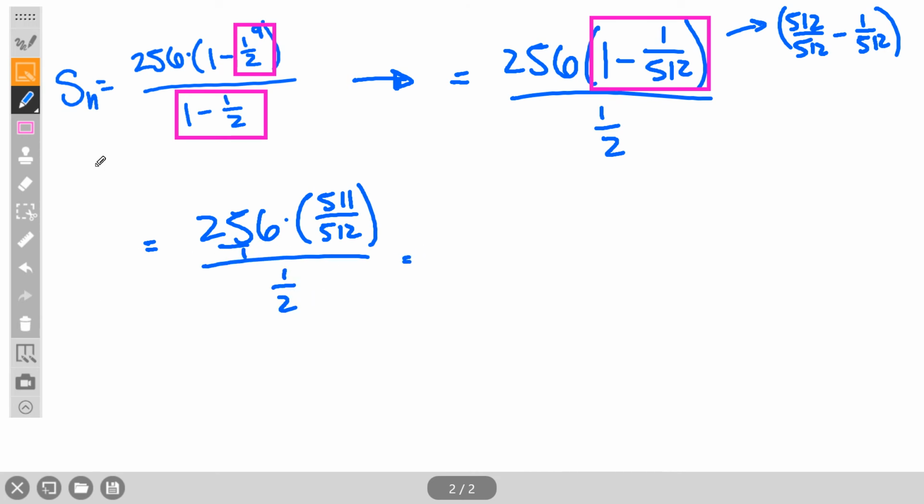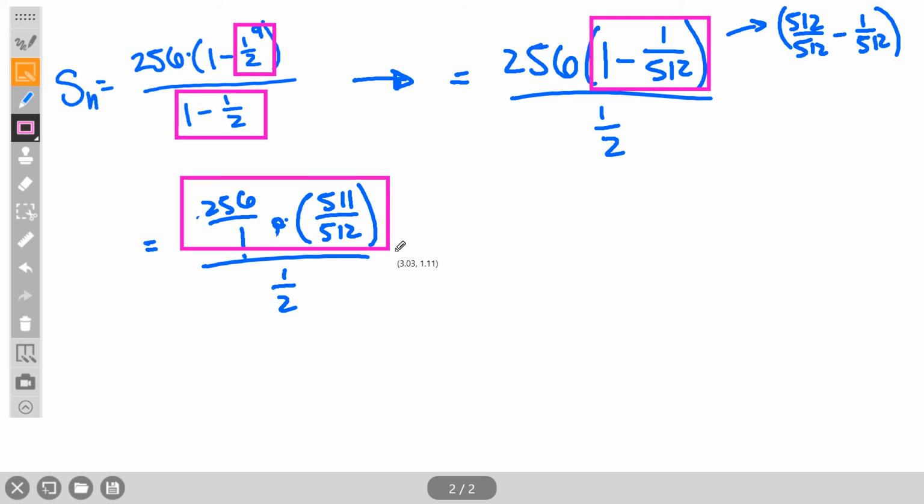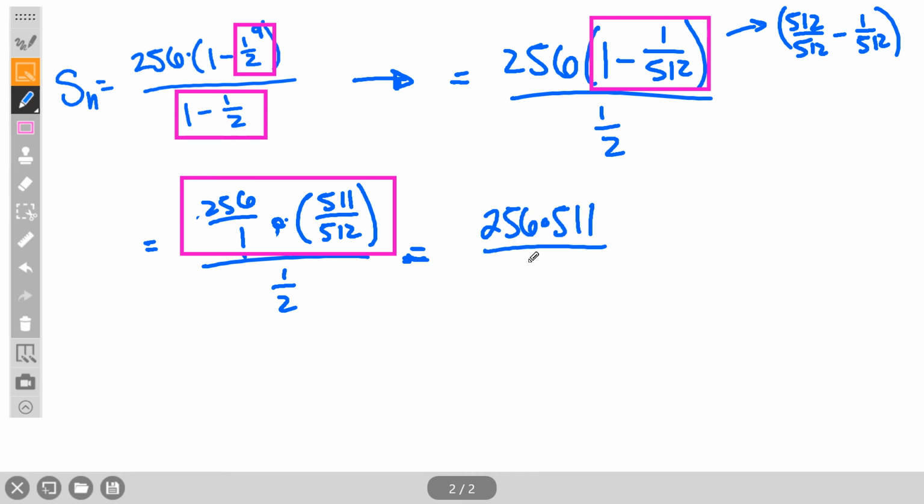Okay, so this is essentially 256 over 1 times 511 over 512. We can multiply those two together right now. That will give me 256 times 511 over 512. Now, we're still over 1/2. We still have this over 1/2. The reason I would write this fraction this way, and let me just rewrite it actually like this. So we'll rewrite it as divided by 1/2.